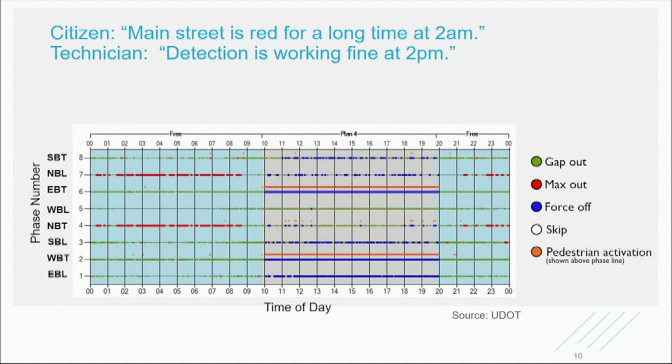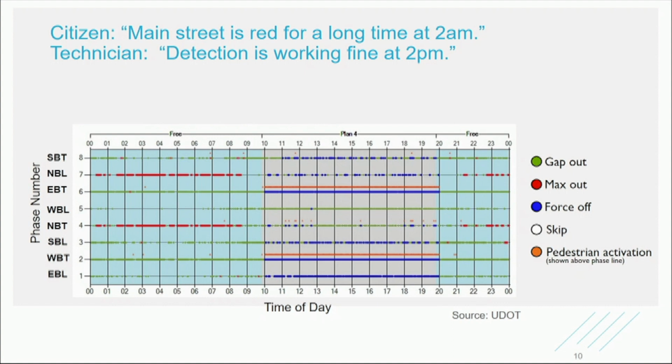So this is an example that came from UDOT. This is one of their very famous examples. If you've seen some of their presentations, you probably would have seen this one before. A citizen calls in and says, I come home from work at 2 o'clock in the morning, going home on my major road. There's no traffic on the road, but I keep pulling up to this stoplight and I'm sitting here. There's no cross traffic. I've got a red light. What's going on? You guys obviously don't know what you're doing.